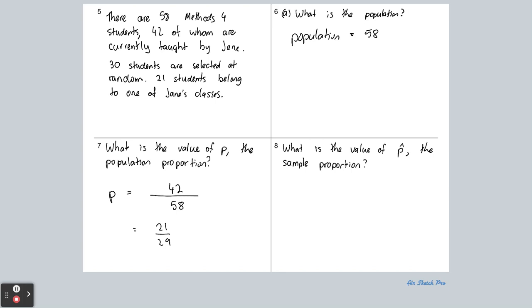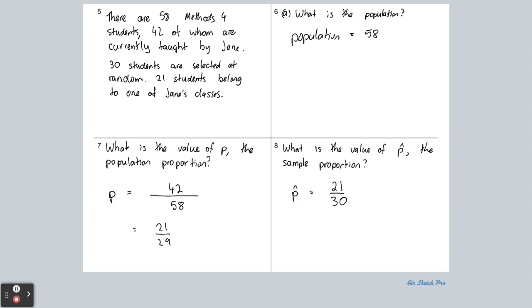So the next part says that 30 students are selected at random. 21 students belong to one of Jane's classes. This allows us to work out the sample proportion. The sample proportion is p hat. On top, we have the number of students in the sample that have that attribute, and the attribute in this case is that they belong to one of Jane's classes. So that's 21. And then we have 30 students as the size of the sample, so it's 21 over 30. I have to say, I just made these numbers up. Well, the bottom number, the 30 students selected at random.